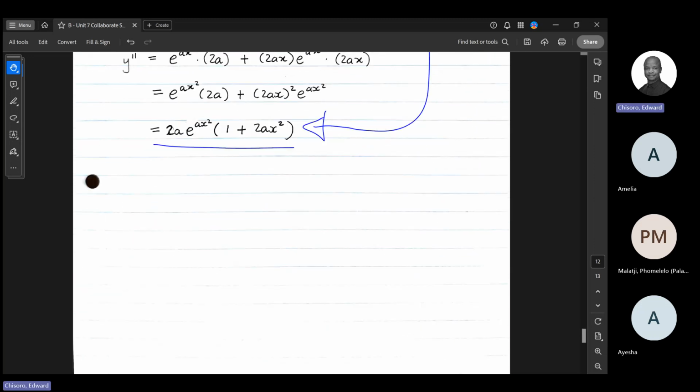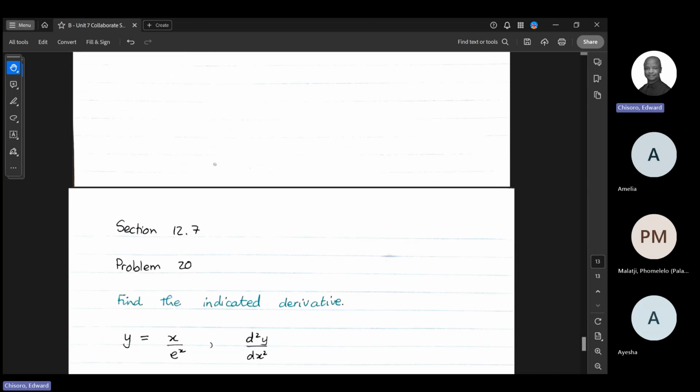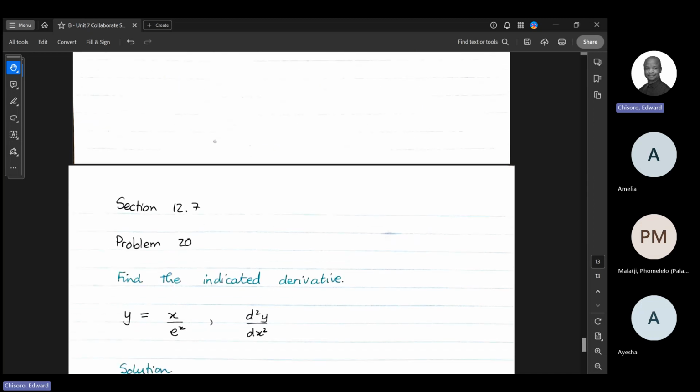cool. So let us now go to our last problem for this evening. It's problem number 20, and it's asking us to find the second derivative for this. So this is just a quotient. We have our u and our v, so y prime firstly would be v u prime minus u v prime over v squared. And then from the answer that we get, we're going to get y double prime.